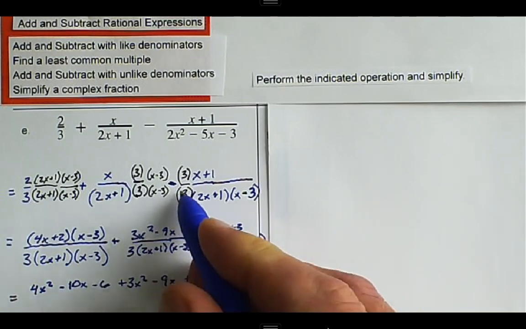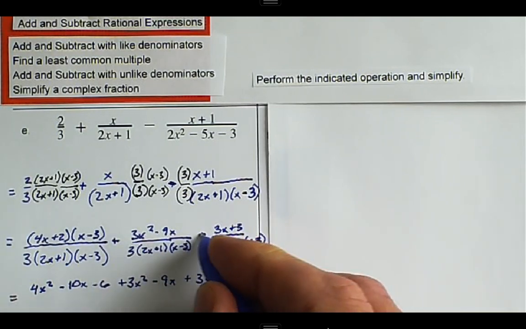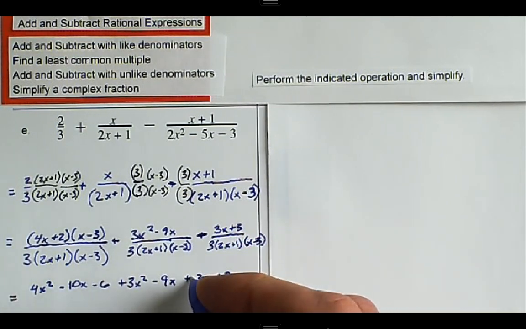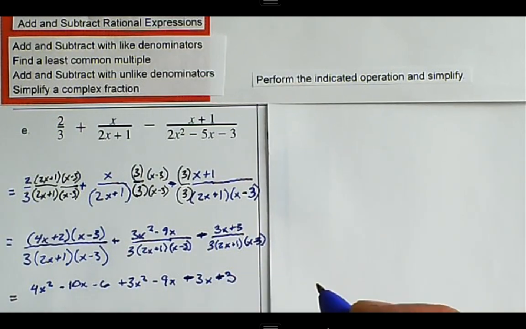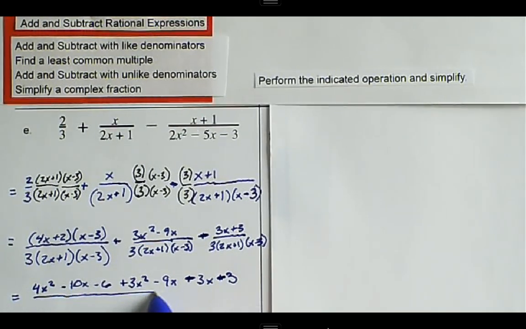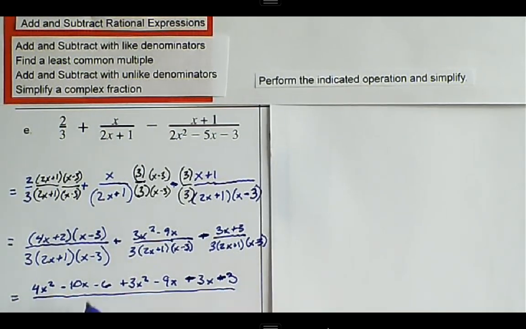Oh, this is a minus sign. That should be a minus sign. So this is a minus 3x and this is a minus 3. I wrote this wrong sign down. And these are all over the same denominator, which is 3 times 2x plus 1 times x minus 3.